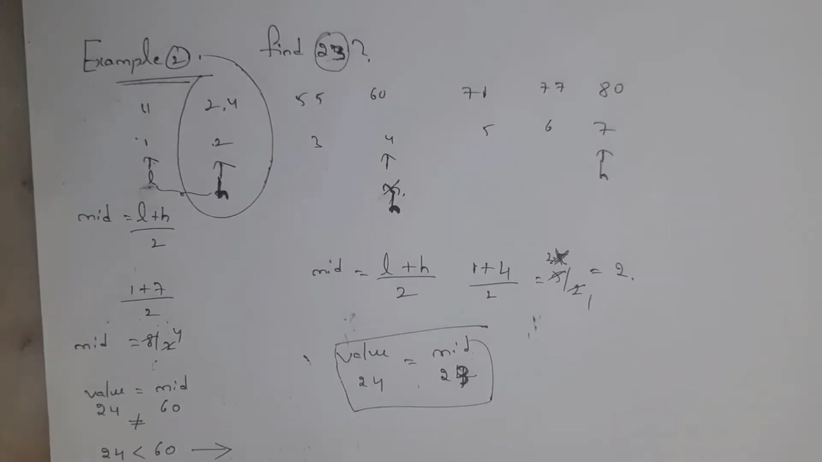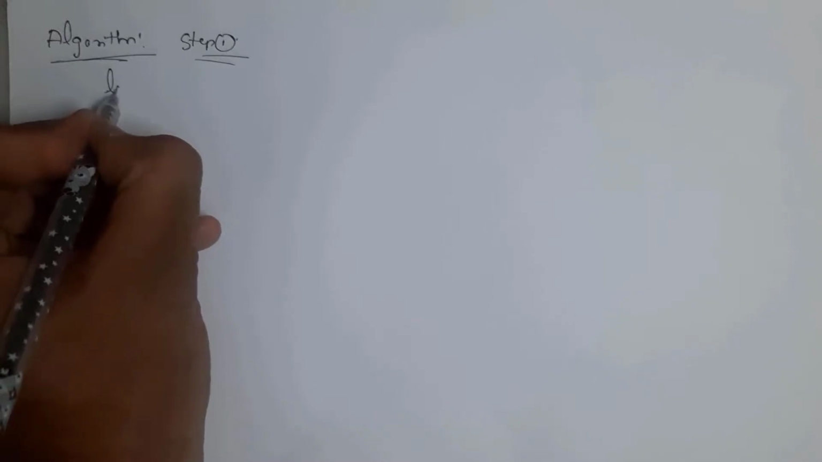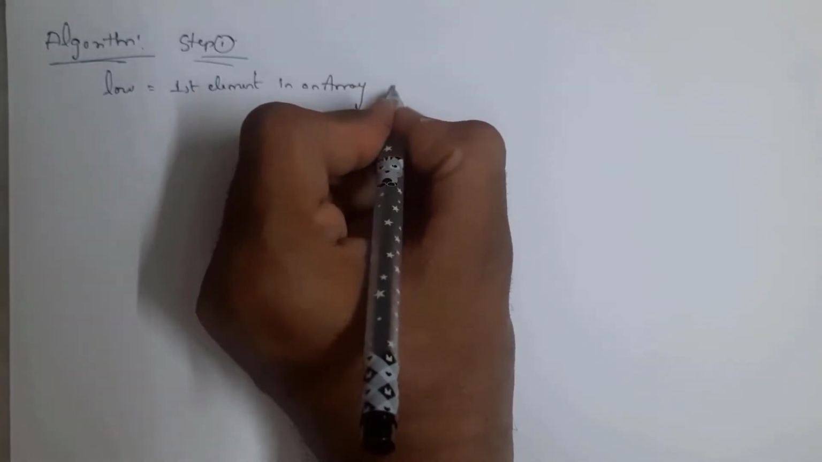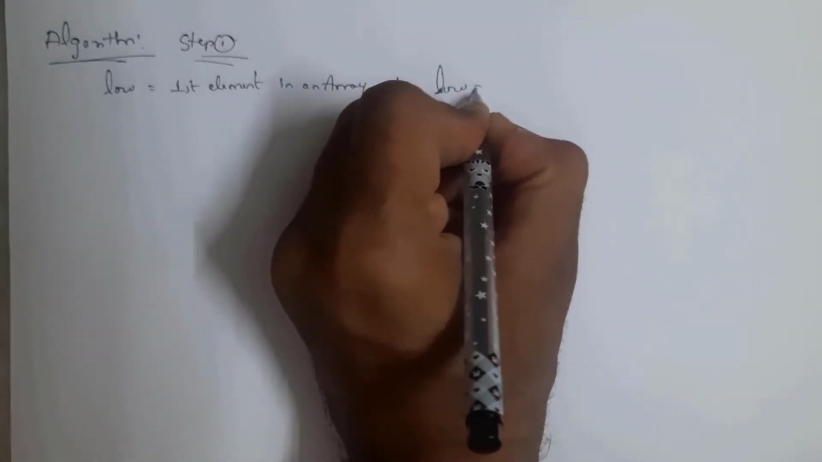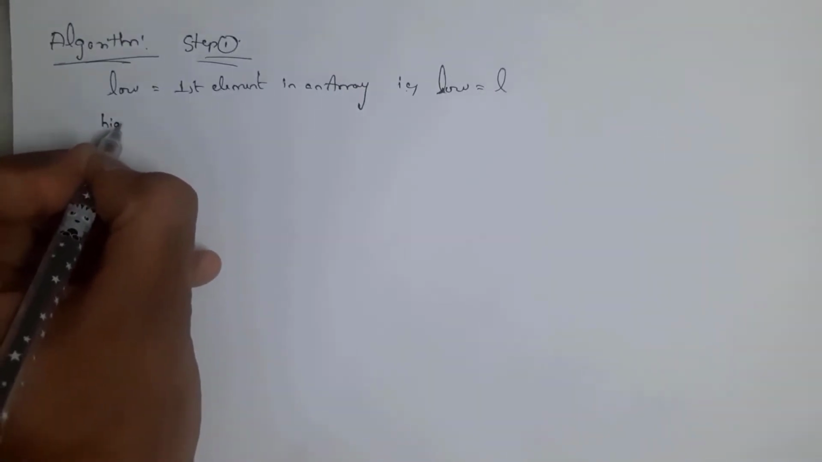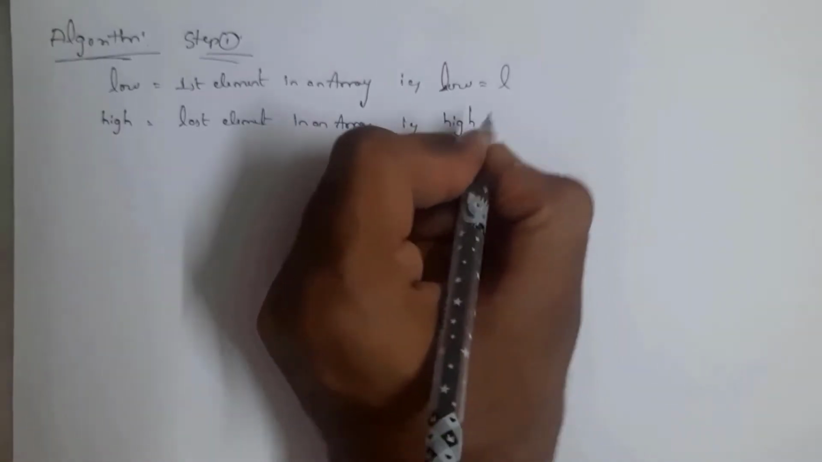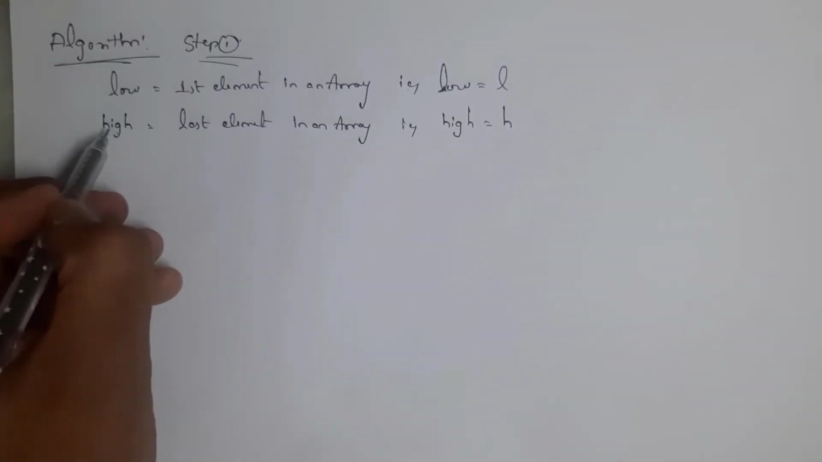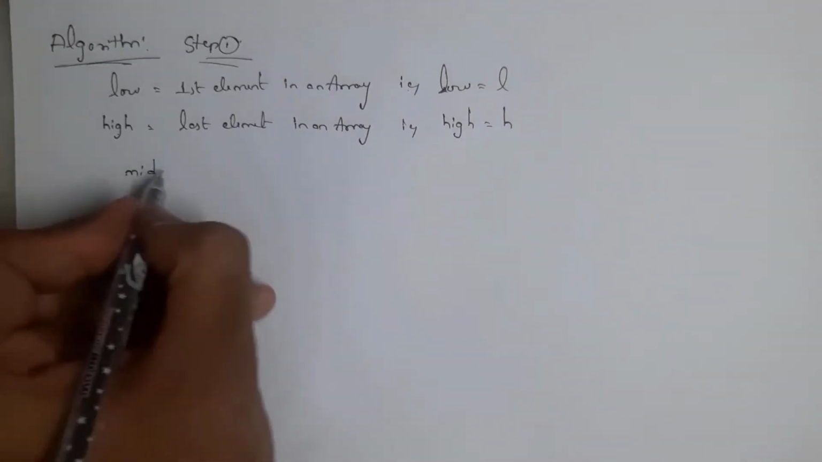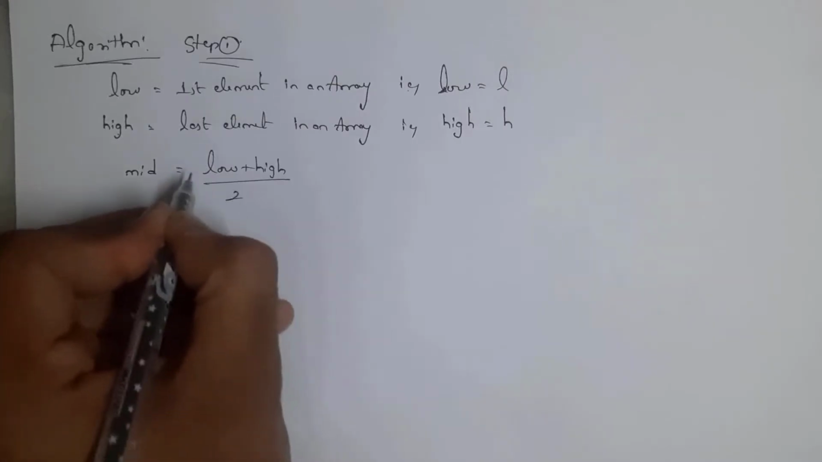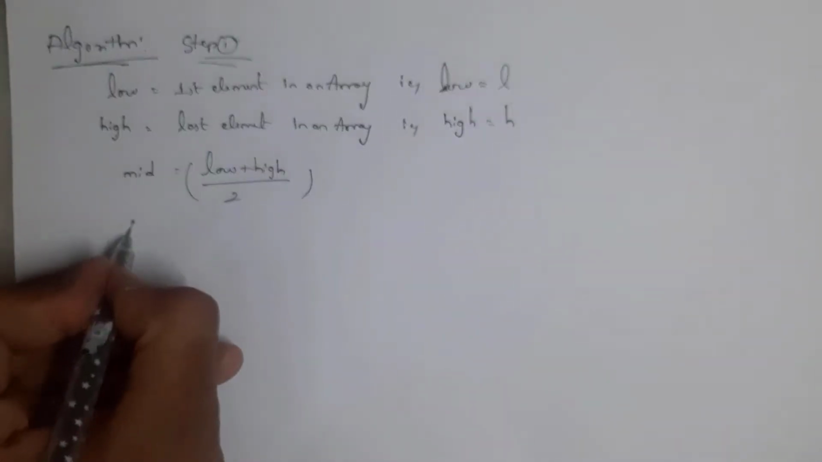This is another example. This is the algorithm for binary search. Step 1: we need to find the lower element, that is the first element in an array, and I am taking this lower element as L, low equal to L, and similarly the highest element, that is the last element in an array. I am denoting this high as H. After finding the lower and higher elements, next we need to apply the mid formula. The formula of mid is (low plus high) by 2. After this, you need to go to step 2.